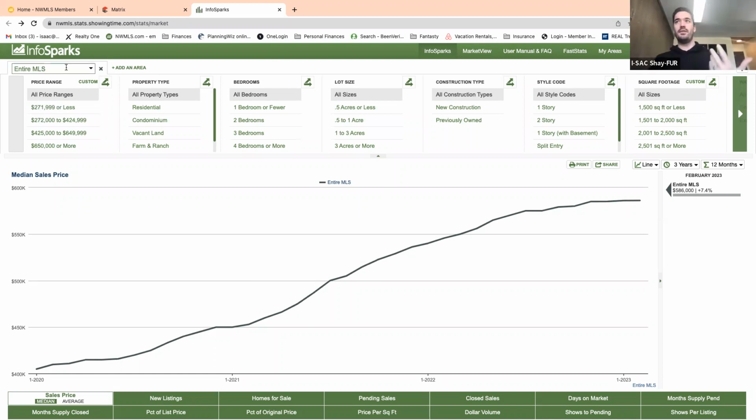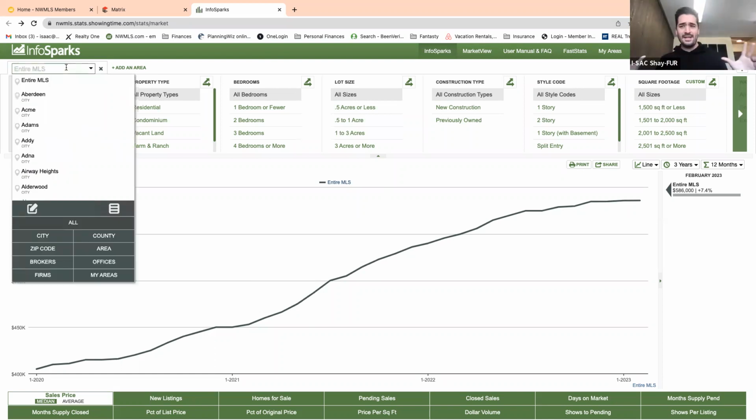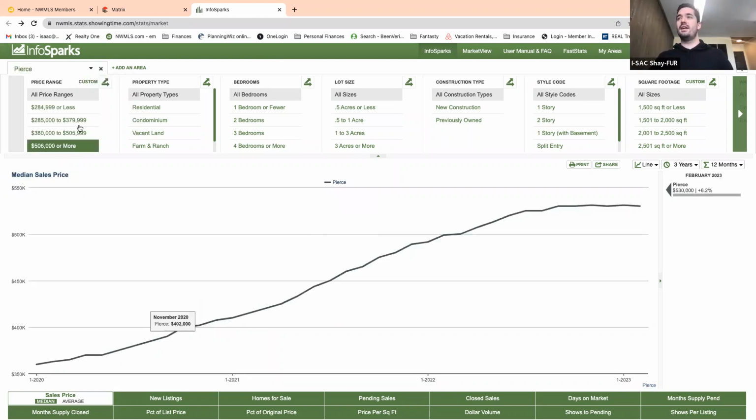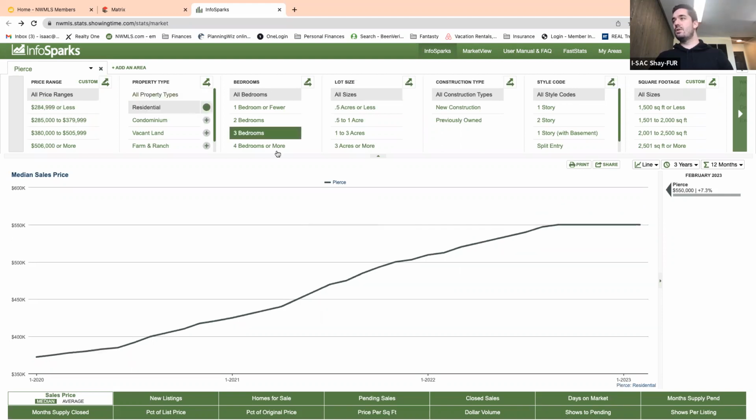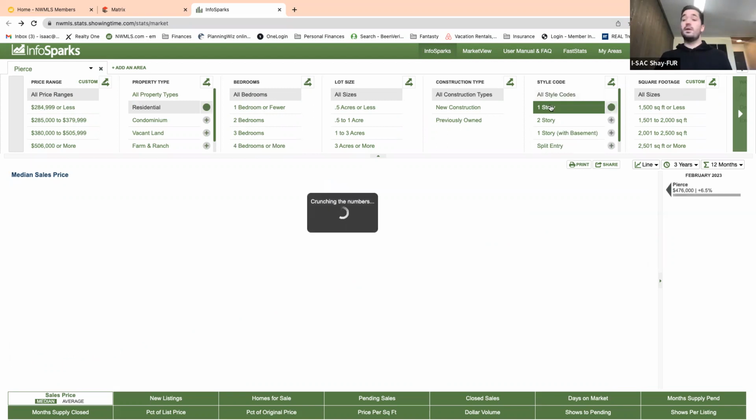Let me show you a way you can use this. There are so many ways to use Info Sparks, so I really encourage you to go to the user's manual and watch the video. But for example, let's just look at Pierce County. I just typed in Pierce County as the area, and we're going to keep it pretty straightforward: all types, all price ranges, residential, all bedroom and lot size. I'm not eliminating any of this, but you can use this to help with a CMA, to look at broad average cost for single story homes.